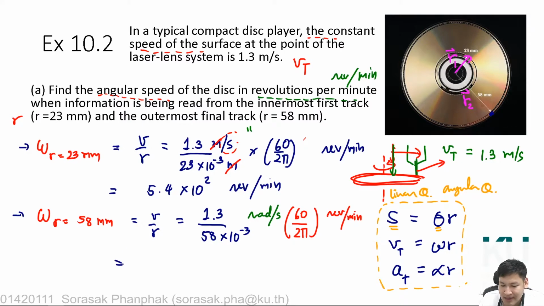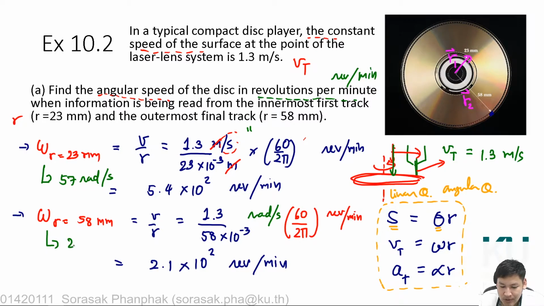Now you substitute all the information and do the calculation. Finally, you get 2.1 times 10 to the 2 revs per minute. If you don't want to convert, you can convert it later. So from this calculation, the first one is equal to 57 radians per second, and this one is equal to 22 radians per second. And afterward, you can convert from this.